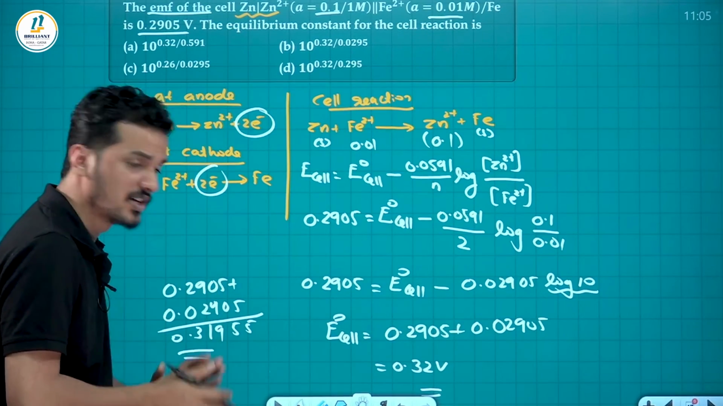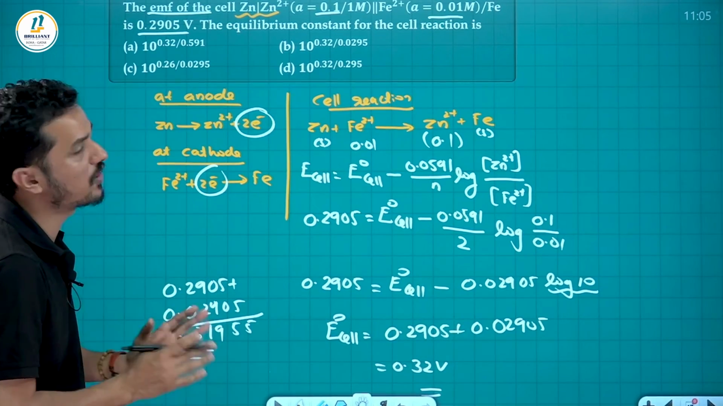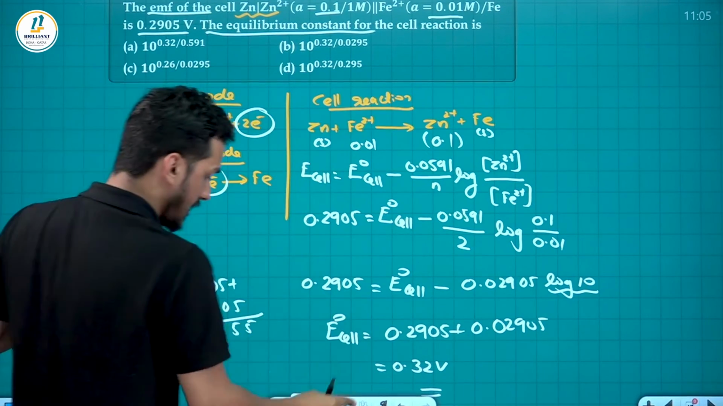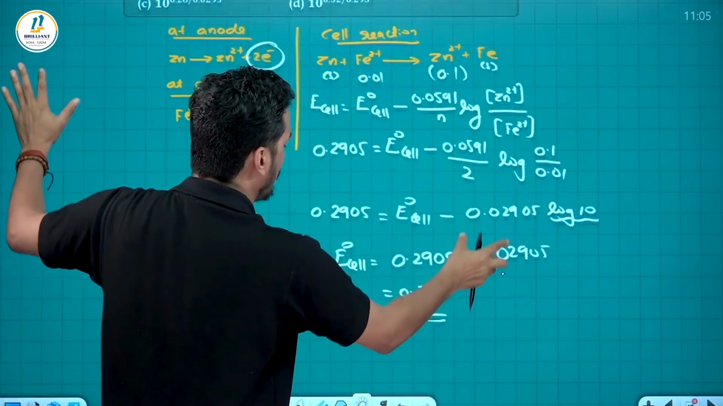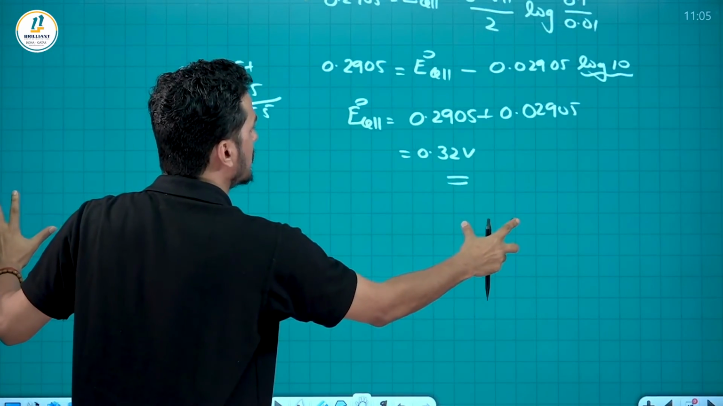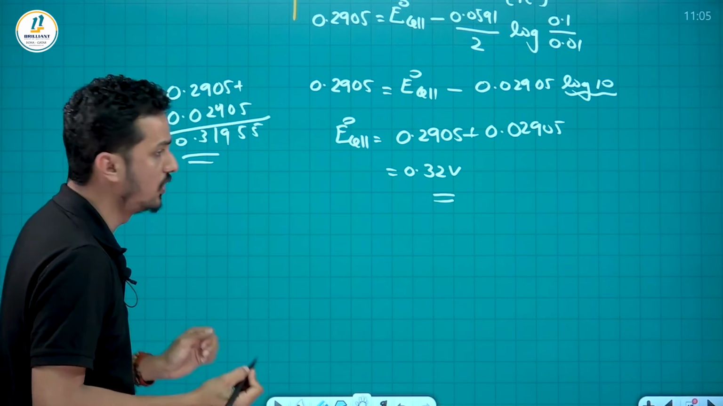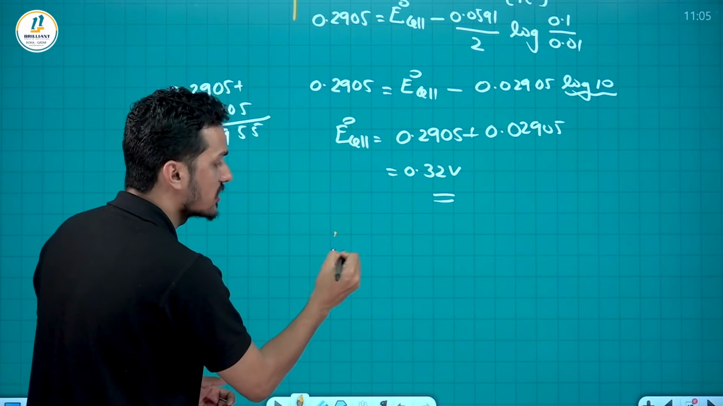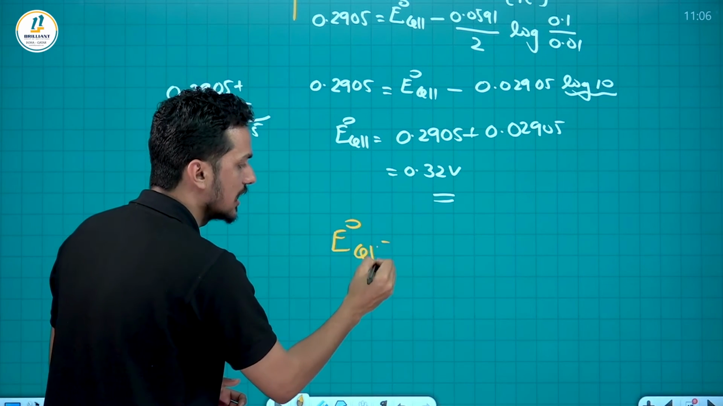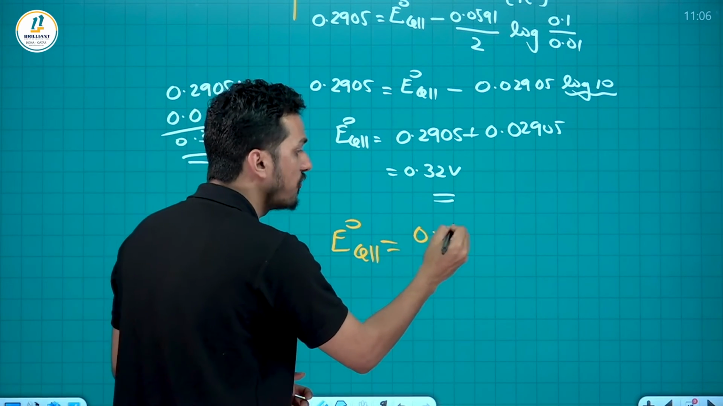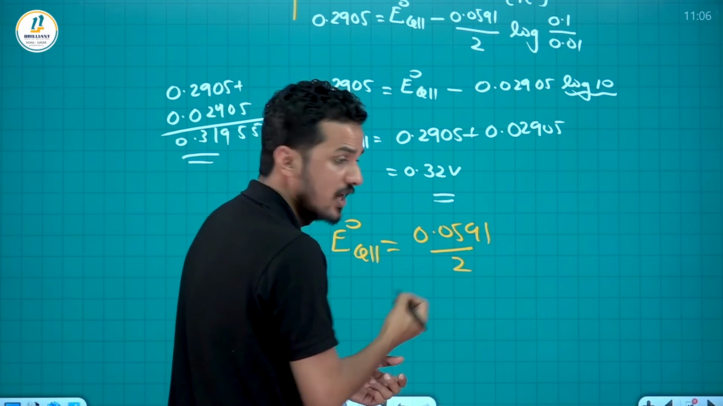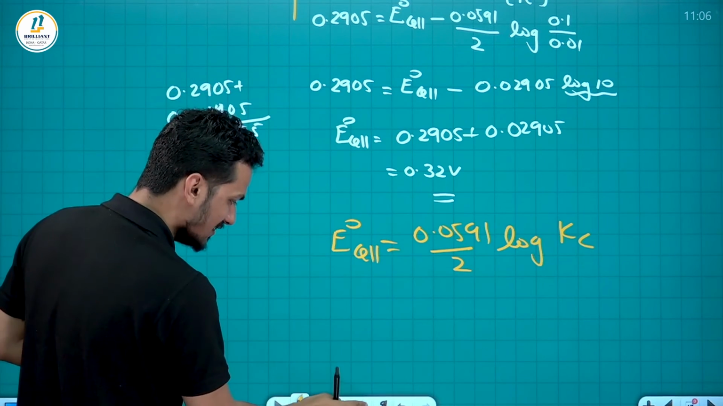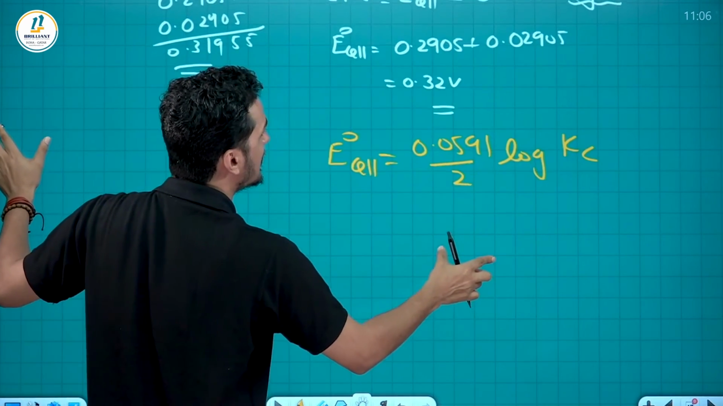Guys, ready? So E0 cell I got. What's the question? They are asking about the equilibrium constant. So how can I find the equilibrium constant from the E0 cell value? We know the idea: E0 cell equals 0.0591 by 2 log Kc.